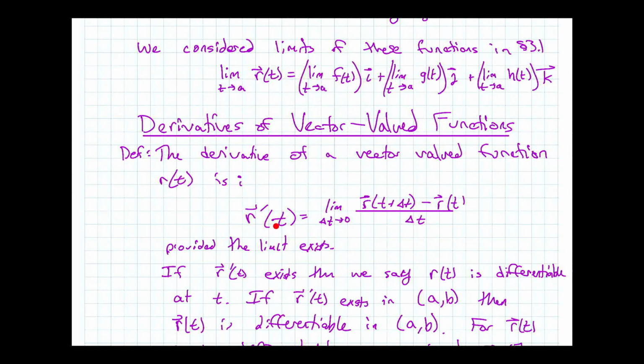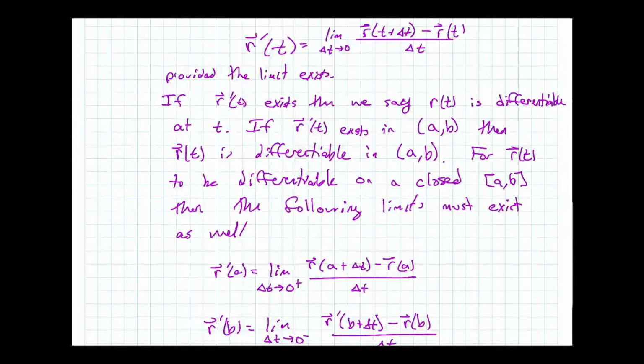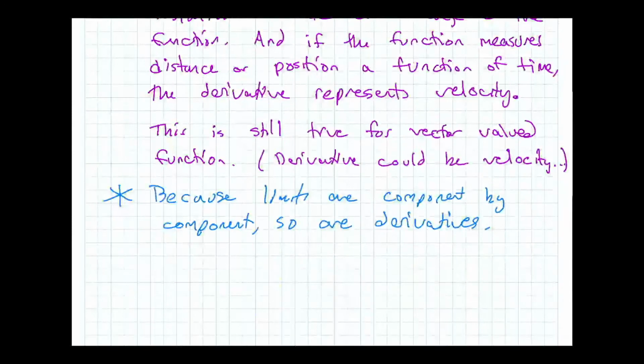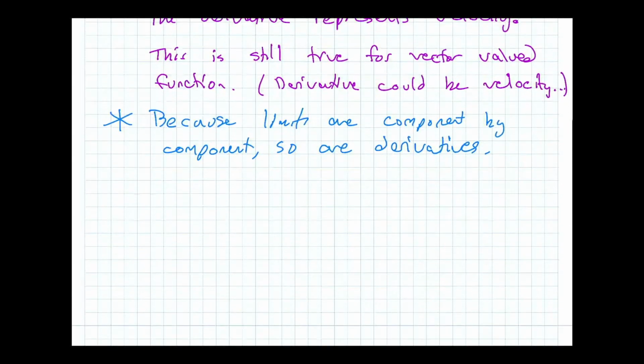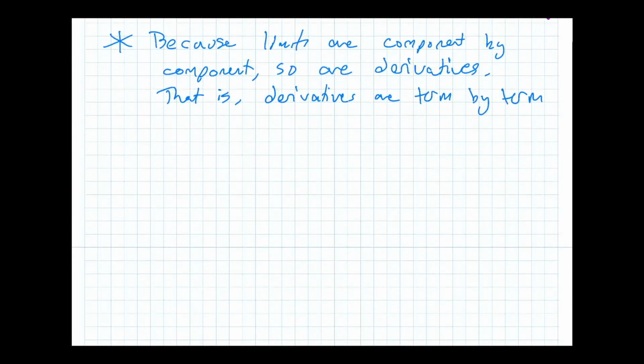So when you're doing this derivative, which involves a limit of the r's, that's still going to be 3 separate limits, one for x, one for y, one for z. So you're just going to do the derivatives that way, which means you get to take derivatives term by term using everything you know from Calculus 1. That is, derivatives are term by term, just using the normal Calculus 1 rules.